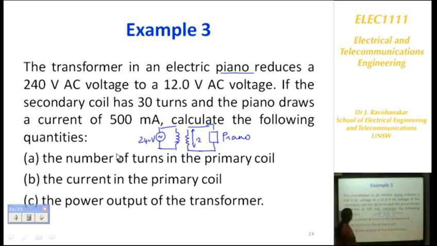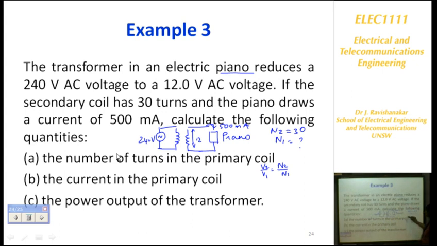Now the turns ratio, we have given, the current through the piano is given as 500 milliampere. Okay, and then the secondary coil has 30 turns. So N2 is given here as 30. Now how many turns are there in the primary, N1? Okay, so what you can do is, we know the secondary current and the voltage, so we can simply use the turns ratio. So what is the voltage here? Voltage is given here. We know that V2 over V1 equals N2 over N1.